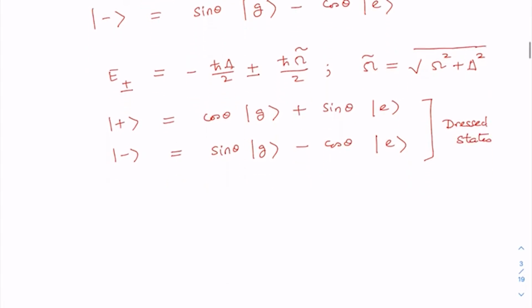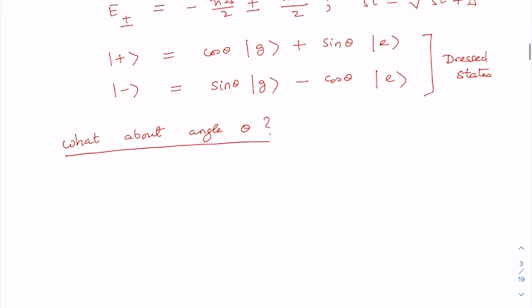Now what about the angle theta? Let us find it out in terms of realistic parameters. You see, we have this eigenvalue equation with us, that is H tilde k plus. If we get the eigenvalue, it would be E plus and then the eigenvector k plus here.